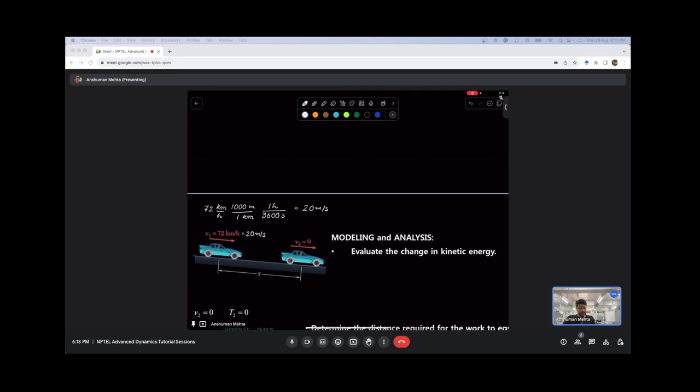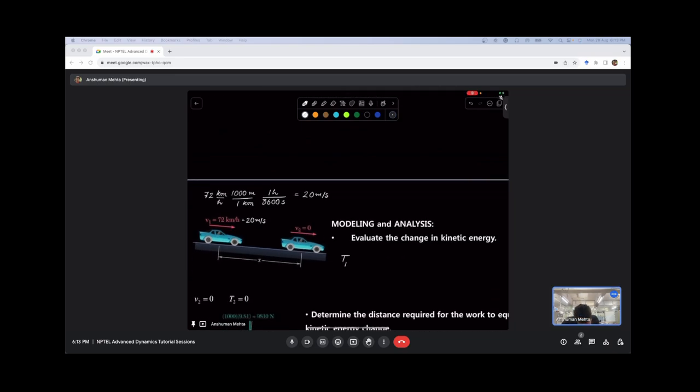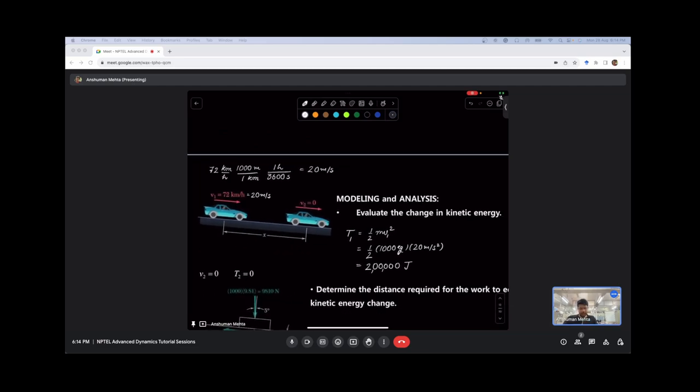Now finding T1, which is equal to half mv1 square, which is equal to half into 1000 kg into 20 meter per second square, which is two lakh joule. Now since V2 is 0, hence T2 is also 0.